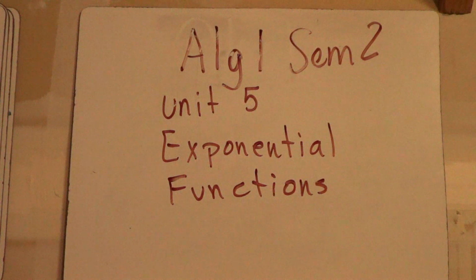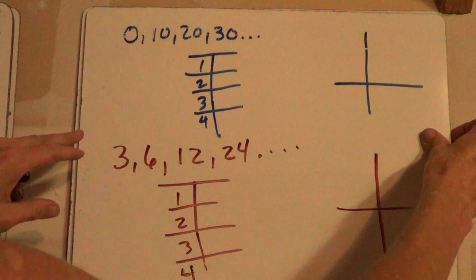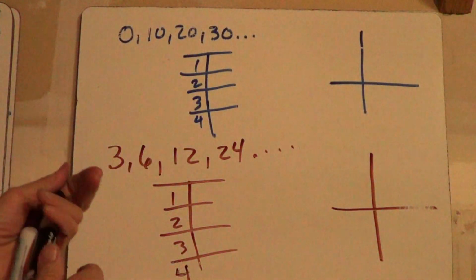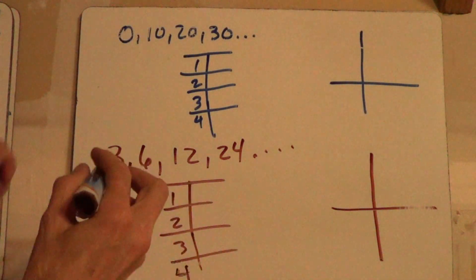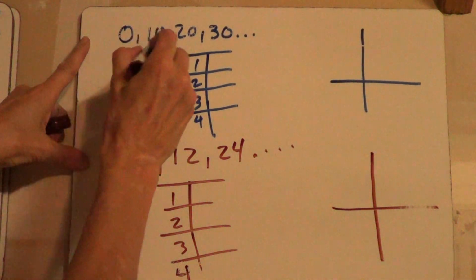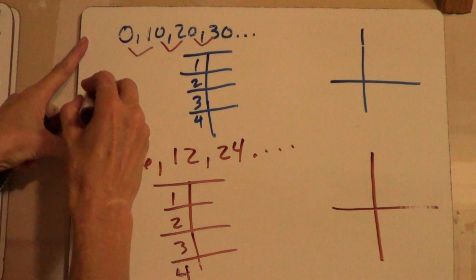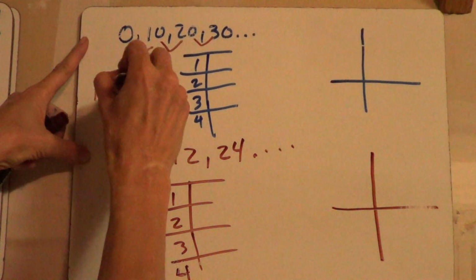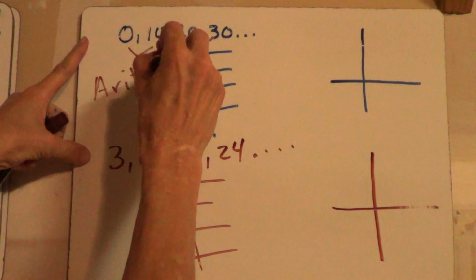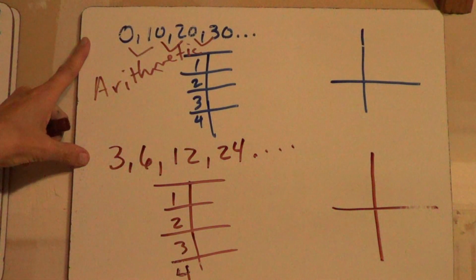Okay, welcome. This is Algebra 1, Semester 2, Unit 5, Exponential Functions. Hopefully you guys are thinking, oh, I've kind of heard about this, and you're thinking back to last week when we did the sequences. And if you look at the sequence, I hope you're saying that would be arithmetic, because it's going by a plus 10.